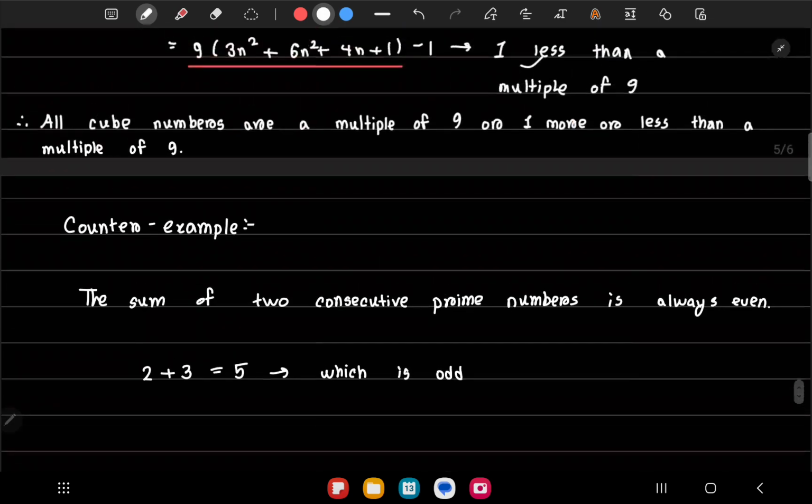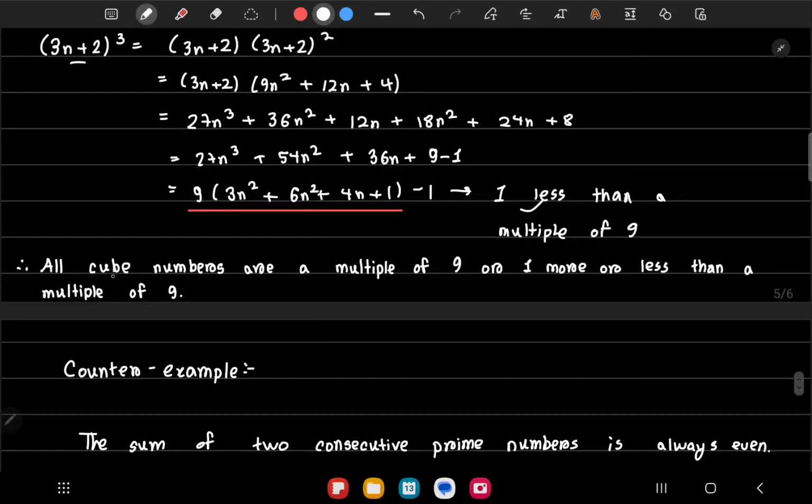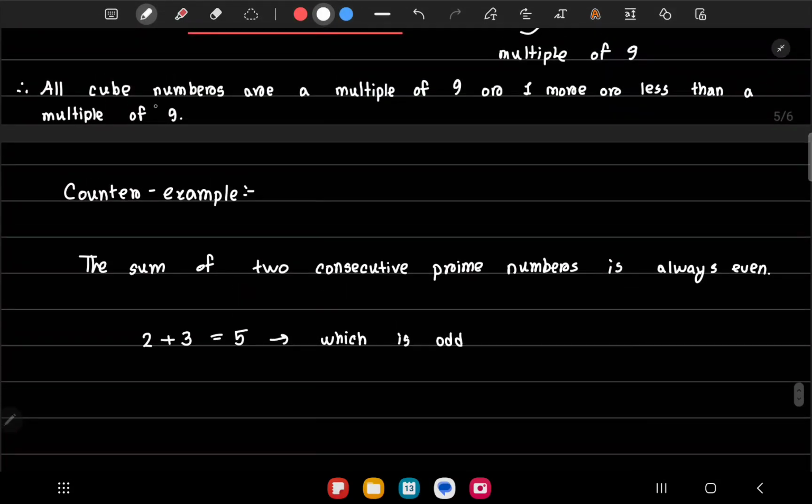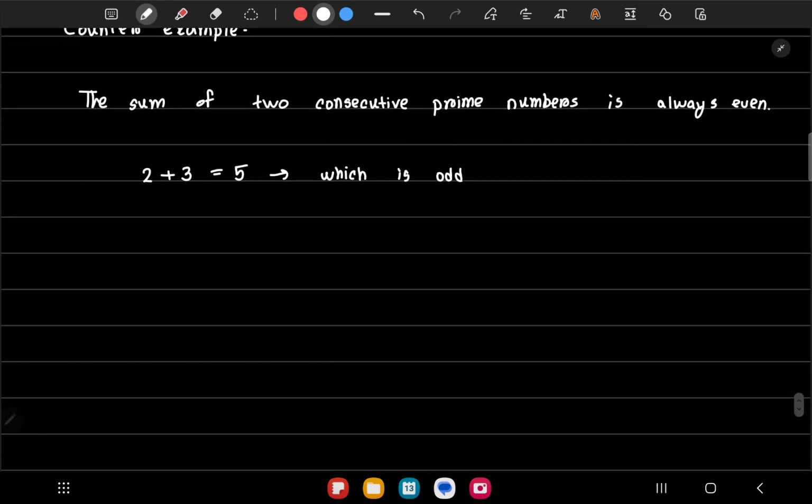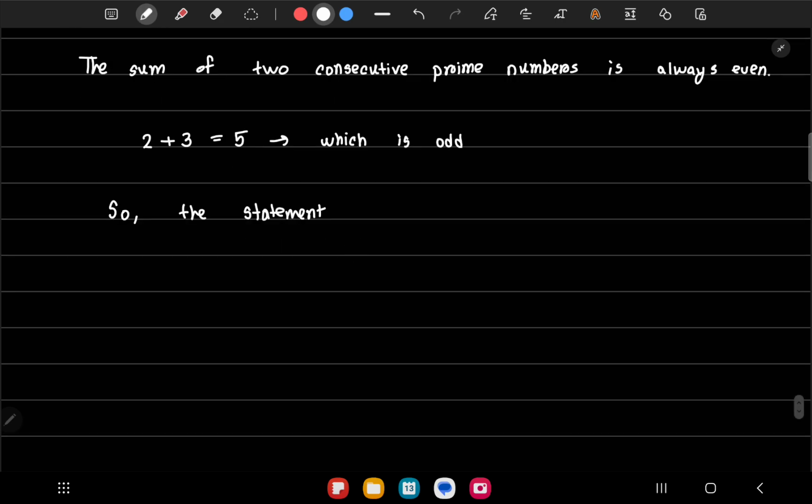For cube numbers we give this statement, or for any proof we give a statement like this where we paraphrase the question statement. And for a counter example we just say that the statement is not true. Our final statement is important for proof questions.